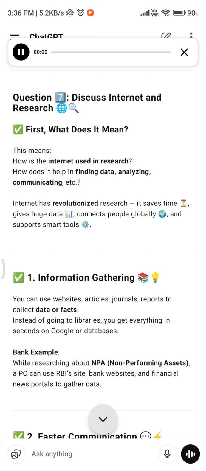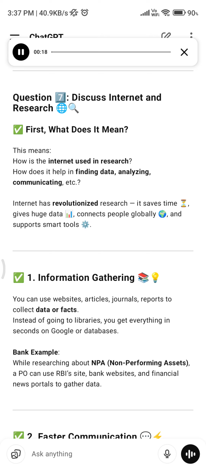Awesome. Let's master the last question. Question 7, discuss internet and research, with emojis, banking examples, and easy explanation. You're just one step away from completing this chapter like a pro. Question 7, discuss internet and research.